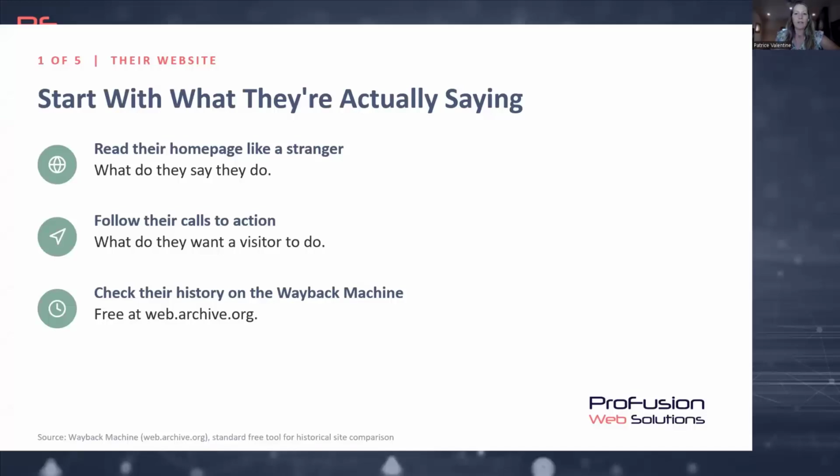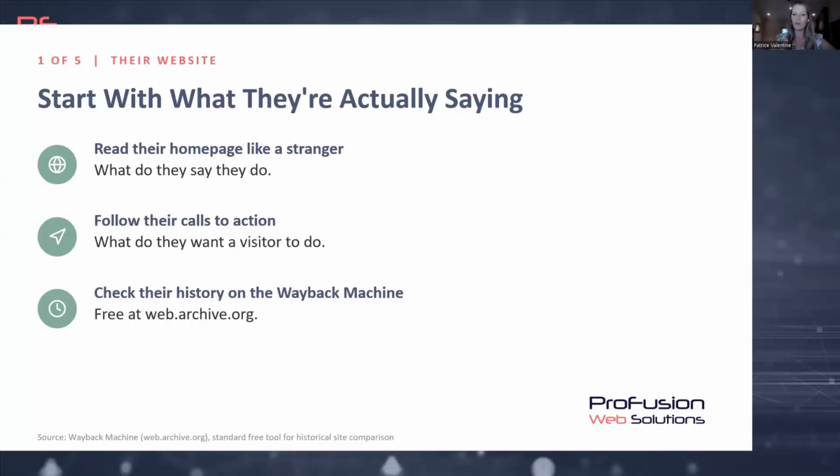The website is probably the easiest one to go take a look at. And I'm sure you're saying, hey, I've already looked at my competitor's website, but actually take the time to go through and read their homepage like a total stranger would. So what do they say that they do? If they're a plumber, do they simply say, we're plumbing experts? Or do they say, we solve plumbing issues when your family needs it most? How are they positioning themselves in the industry?